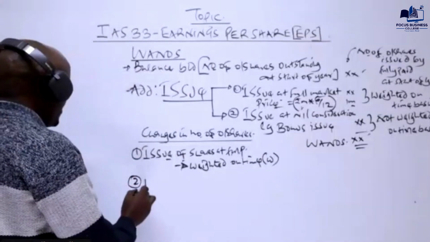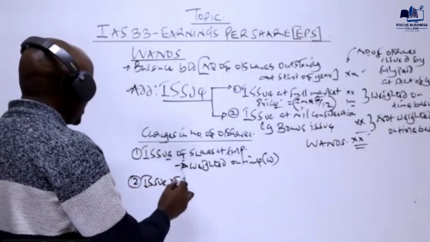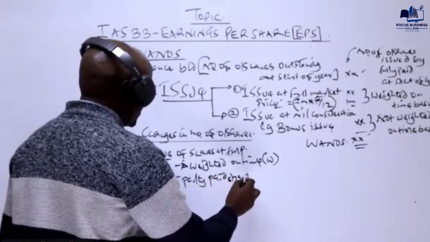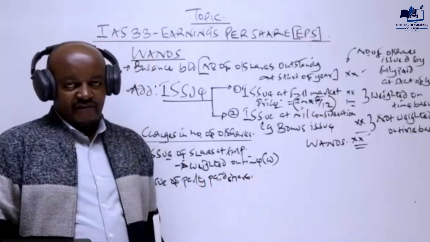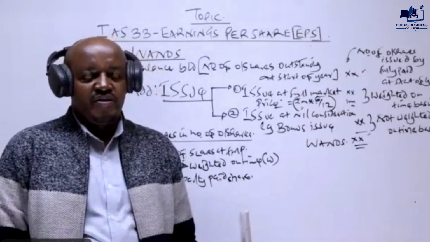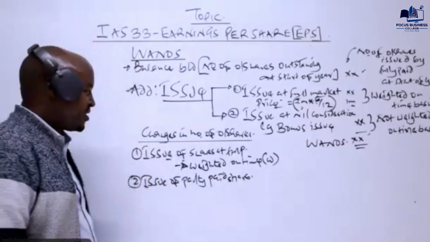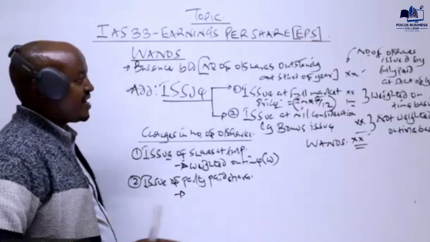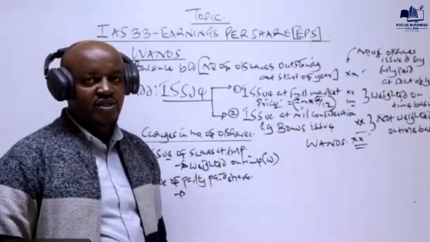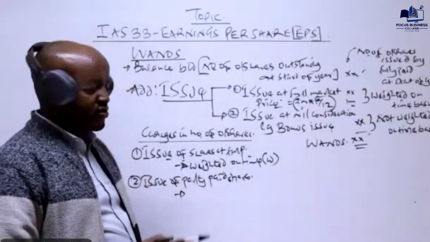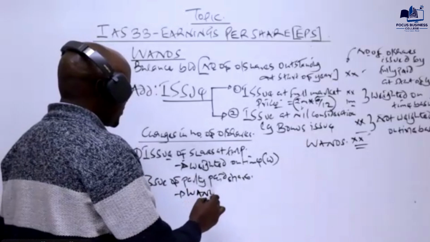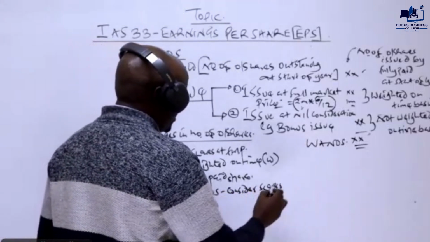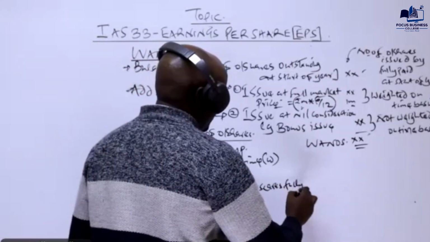Number two, we have issue of partly paid shares. These are the shares which were issued by the company in the course of the current financial year, but when the year is coming to an end, those shares will not be fully paid. Now, in this case, for the purpose of computing the basic earnings per share, specifically in computation of our note here, we only consider the shares which were fully paid.